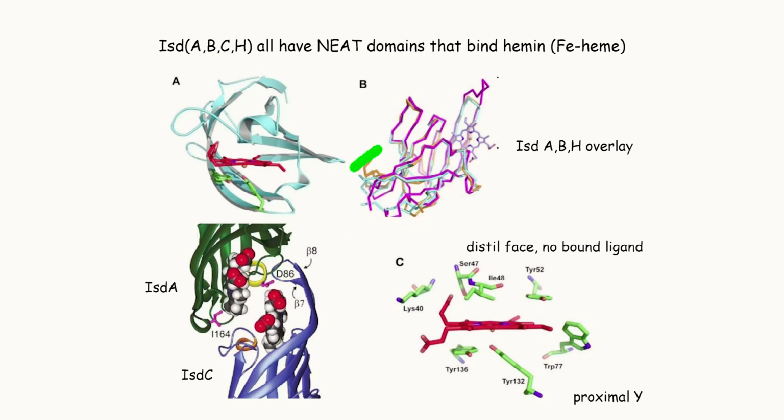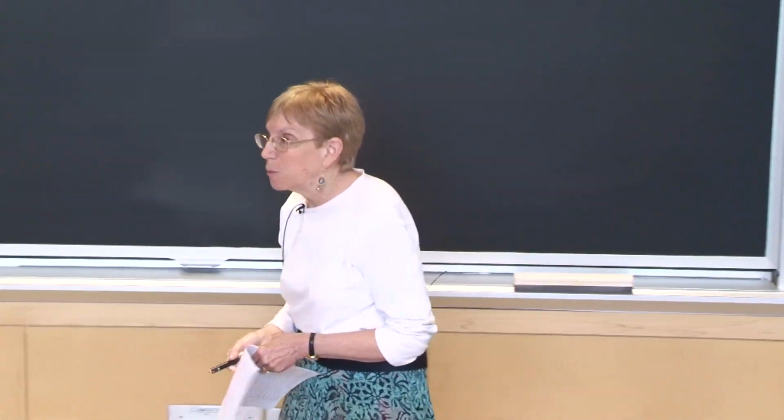This is a superposition of all the NEAT domains. You can see they all look alike, okay? Furthermore, if you go down here and you look at binding, they all have a pentacoordinate heme with one axial ligand being the tyrosine. The other one, the top face, is apo in this version of it. So they also have a structure of two of these things bound together. Again, these are little domains.